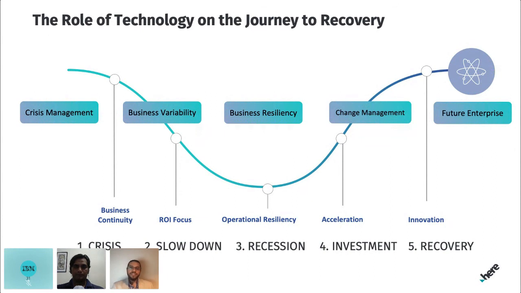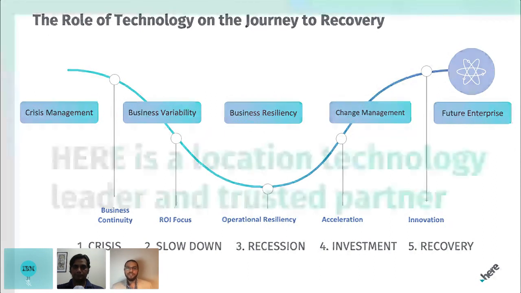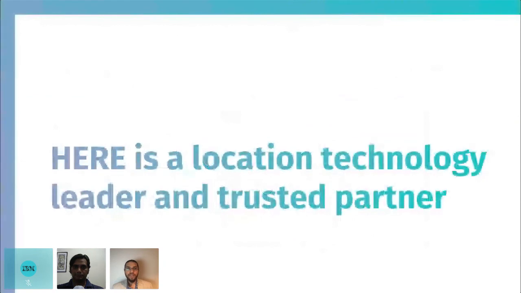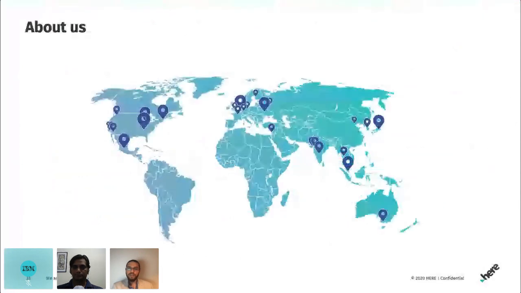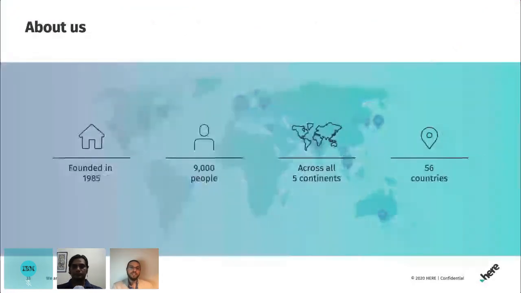So where is HERE? If I need to put that into perspective, HERE is a location technology leader and trusted partner. We are here to help you when it comes to location services and location platform as well. We are widespread globally, with a strong presence since 1985, with all the content covered and more countries where we are present. Let me give you a snapshot of the history.